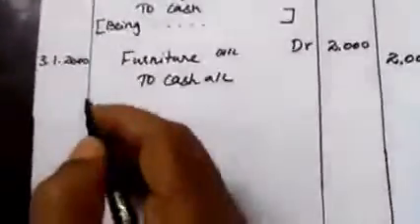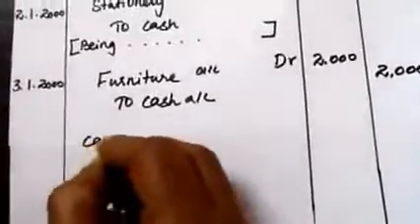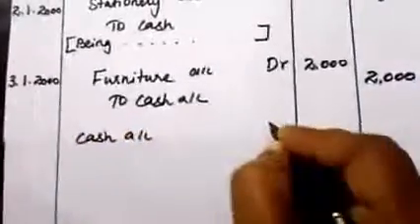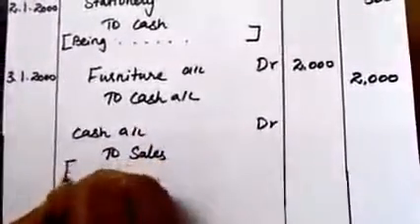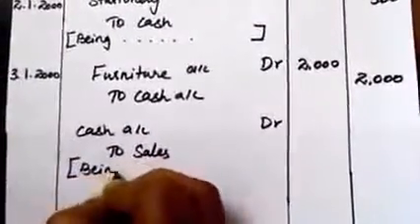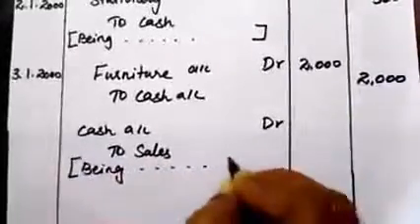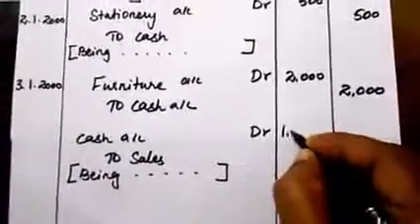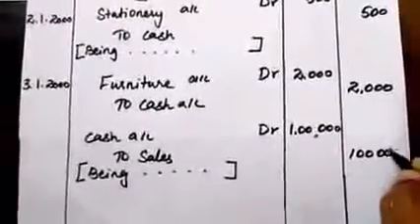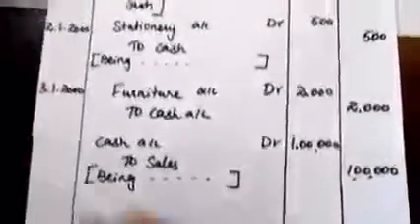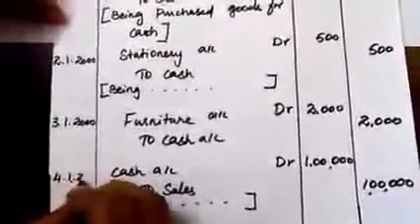So write the entry. What is the entry for this? Cash account debit to sales. Again you have to write a narration. Being sold goods for cash. How much? 1 lakh rupees. On 4th January 2000.